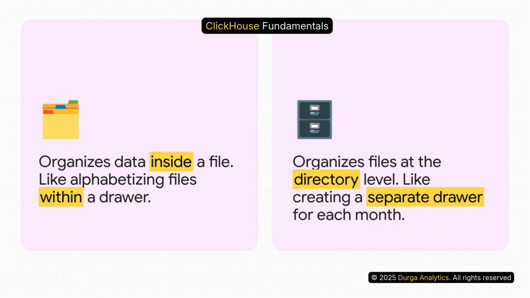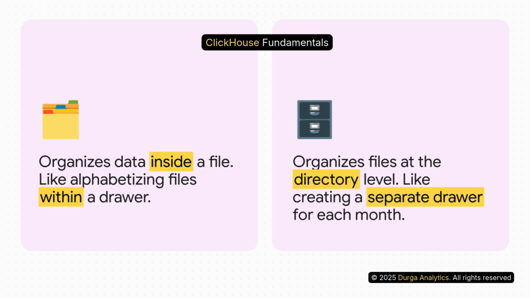Now, this is super important. Do not get partitioning confused with sorting. We've talked about the order by key, right? Think of that as organizing the files inside one of those drawers, like putting them in alphabetical order. It helps you find things faster once you're in the right drawer. But the partition key, the partition by, that's what labels the drawer itself. It tells ClickHouse which drawers to even bother opening in the first place. It operates at a much higher level.